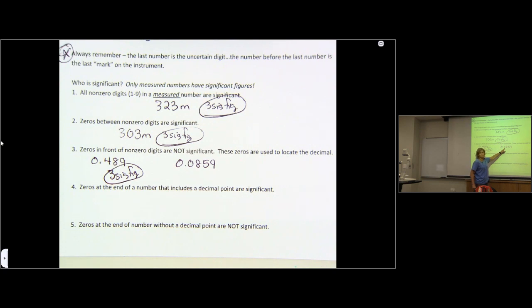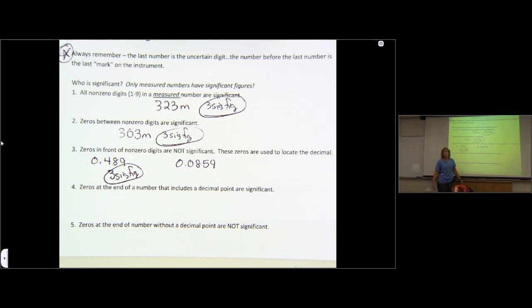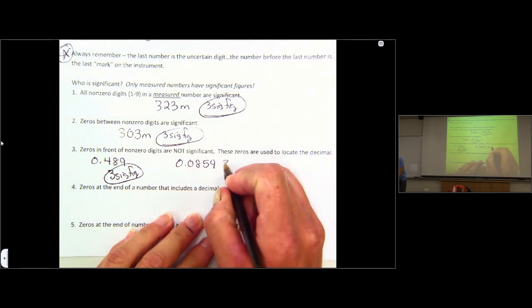Now this one, is this important? That is an important 0, but is it a significant digit? Read the rule. Zeros in front of non-zero digits are not significant. That means what? It's not significant. But you say, but I need it. It's important. I agree, it's important. But is it, by definition, a significant digit? No. What's it being used to do? Locate the decimal point. So this only has 3 significant figures.